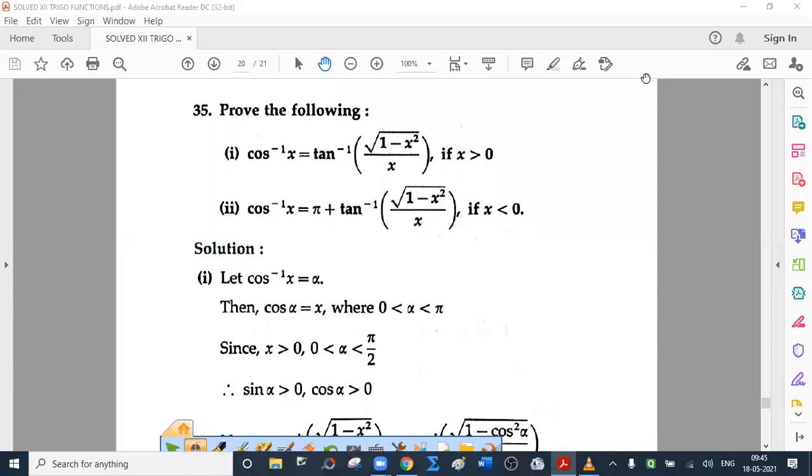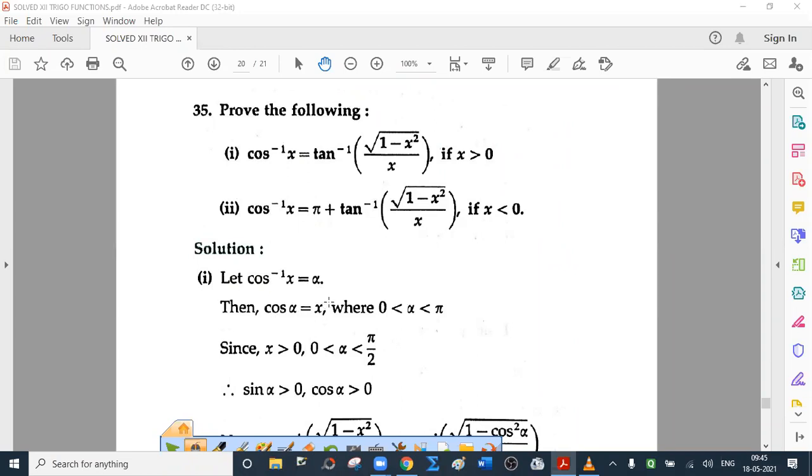35th, now there is correction in the textbook. I think first sum is not given correctly. It should be cos inverse x equal to tan inverse root 1 minus x square upon x. Okay. Second is correct, I think. Now this is simple one.